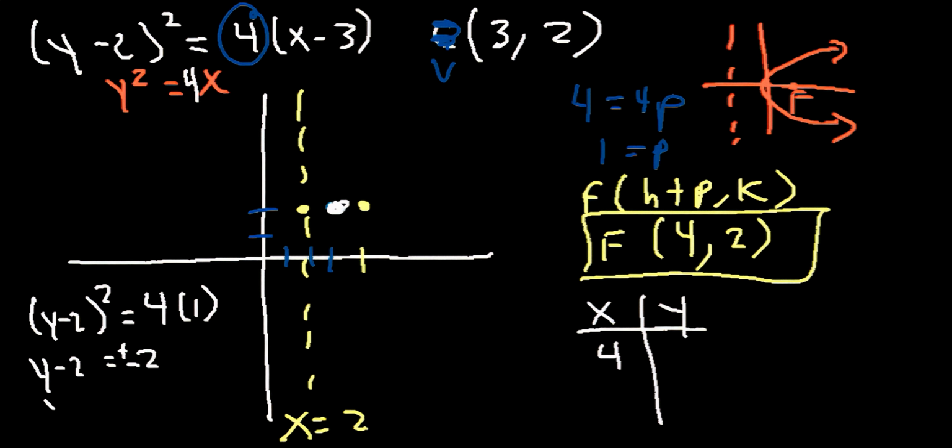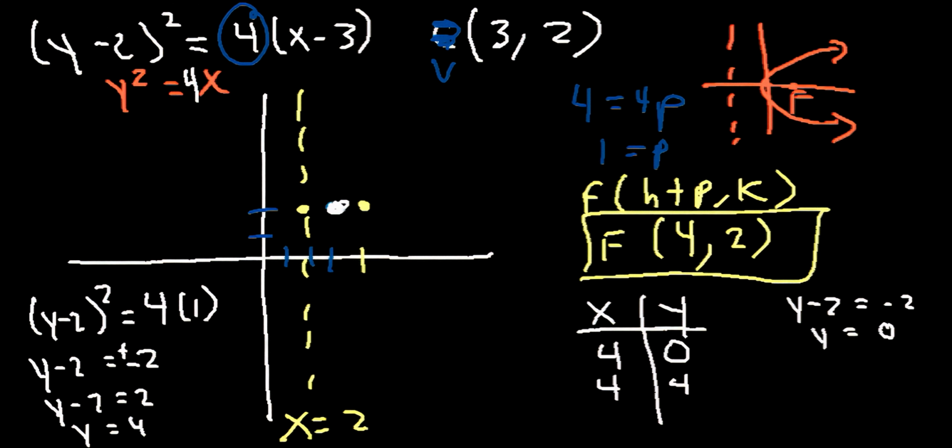Well, we get plus or minus 2. So y minus 2 is equal to 2, and y minus 2 is equal to negative 2. So y is equal to 4. And here, if we add 2, y is equal to 0. So that means when x is 4, y can be 0, and it can be 4. So 4, 0 is basically over here, and 4, 4 is over there. In the last example, we plugged in for y and solved for x. But in this example, I chose to solve for y instead.